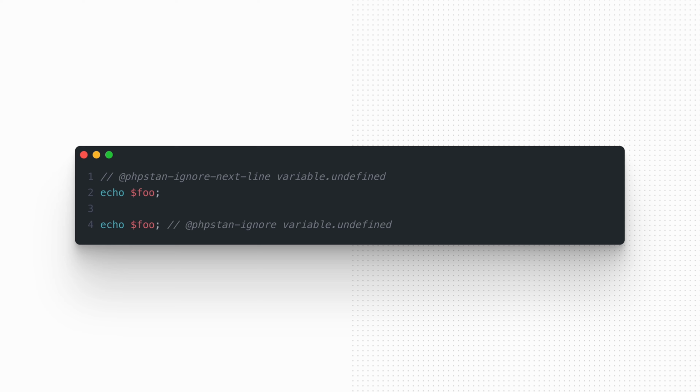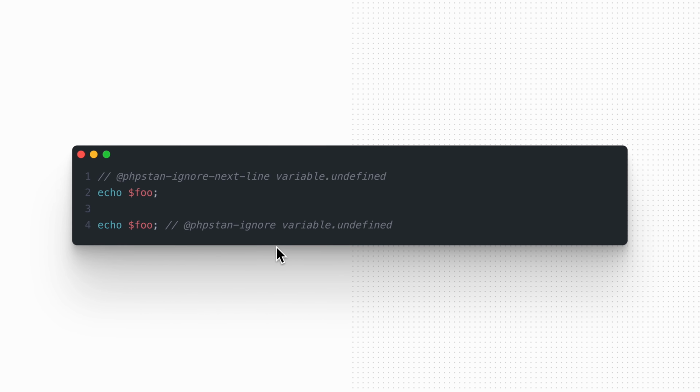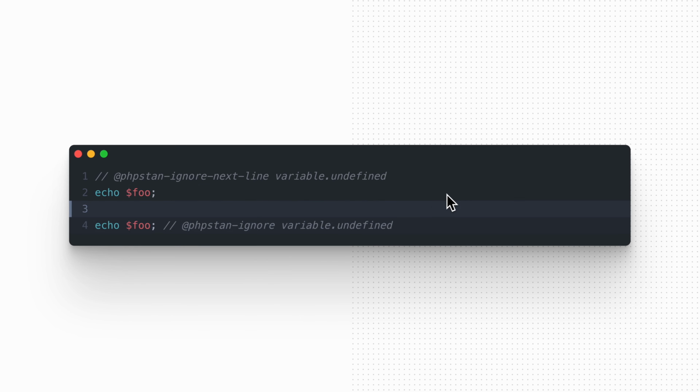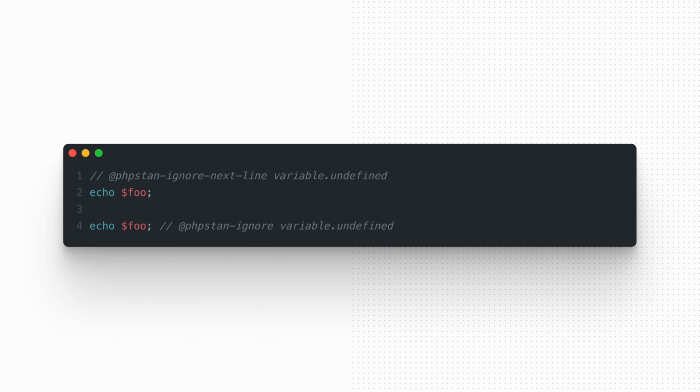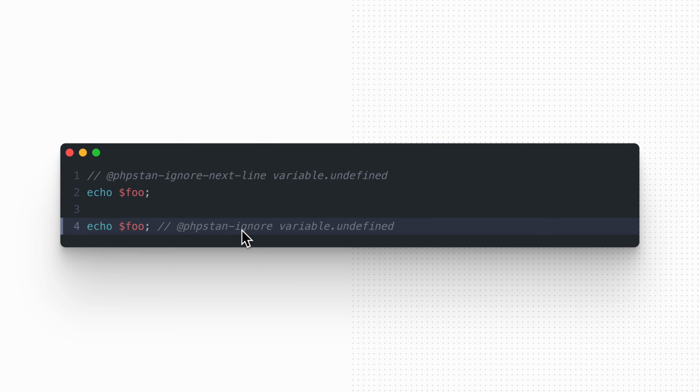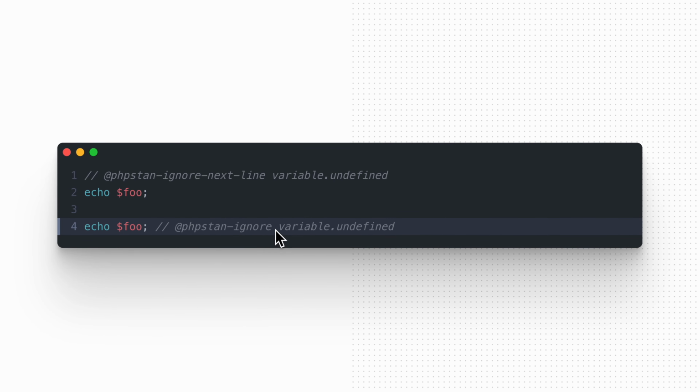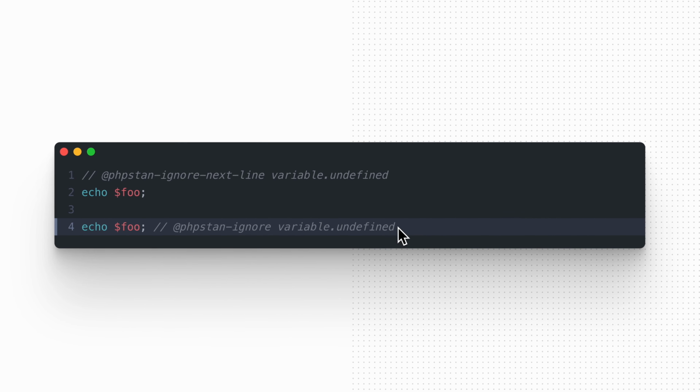The first and the simplest one is using comments. It works the same way as with other analysis tools like PHPCS, ESLint or Stylelint. Just put the PHPStan ignore command near the line you want to ignore and specify the error code.